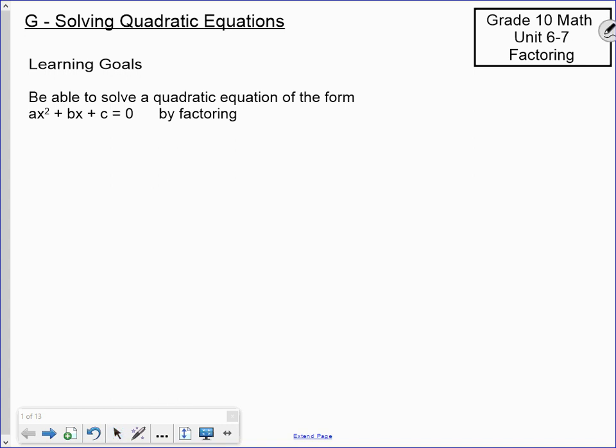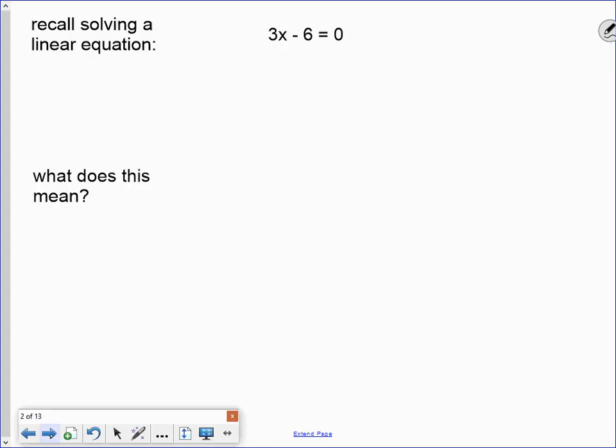So to get some context of what we're doing, we're going to take a few steps back and look at linear equations that you've been solving for the past few years. If I have a linear equation like 3x minus 6 equals 0, we all know how to solve something like this. I'm going to add 6 to both sides to get 3x equals 6, and then divide both sides by 3 to get x equals 2. And that's my solution, a value for x.